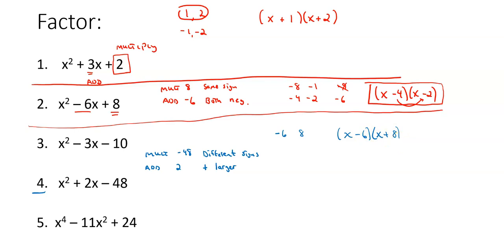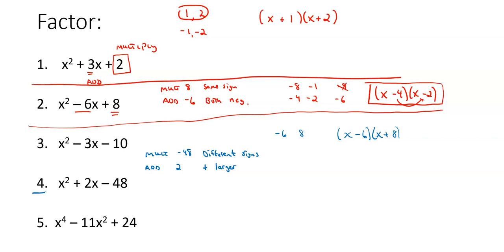Now, if you didn't think of that, you could have started with negative 48 and 1, positive 48 and negative 1, 2 and 24, 16 and 3, 4 and 12, etc. But I just kind of narrowed it down and said if they have to add up to 2, then those numbers are going to be pretty close together.